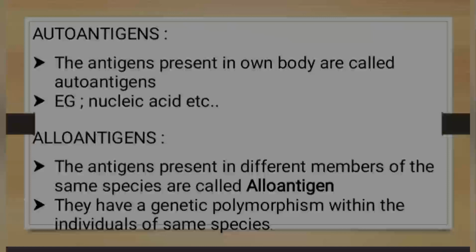Another one is alloantigens. The antigen present in different members but in the same species is called allo. Allo means different. They are present in different members. They have a genetic polymorphism among individuals of the same species. This is called alloantigens.